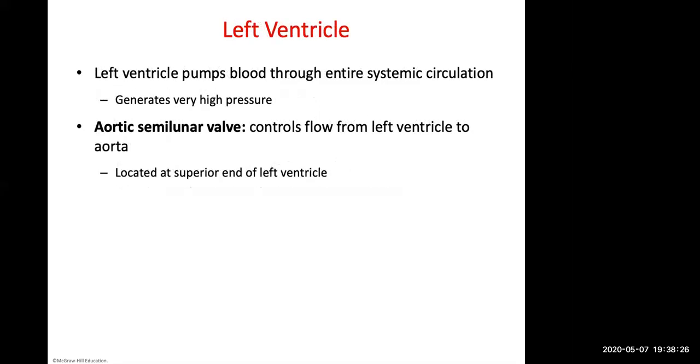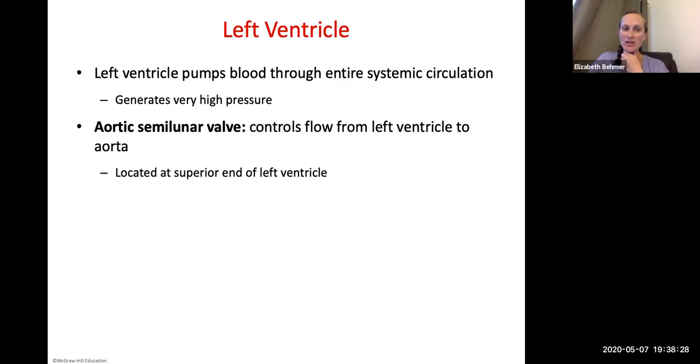And then the left ventricle pumps blood through the entire systemic circulation. It has very large muscular walls, so it'll generate a very high blood pressure. The aortic semilunar valve controls flow from the left ventricle to the aorta.